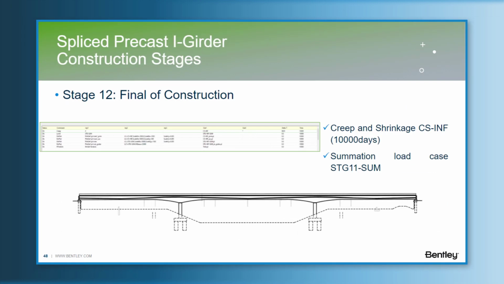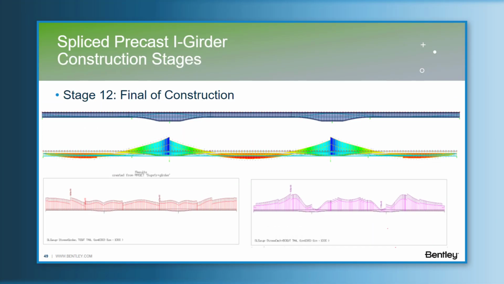Stage 12. It's the last construction stage and stands for the long-term effects due to the creep and shrinkage action since the end of the bridge construction till the 10,000 days. And here we can see the permanent stress state of the spliced precast I girder. So at the bottom diagrams, the long-term effects in terms of stress results at the top fiber at left and at the bottom fiber at right, and the differences between the two lines will represent the long-term losses that happen in our structure. So let's see the next video with all the run.